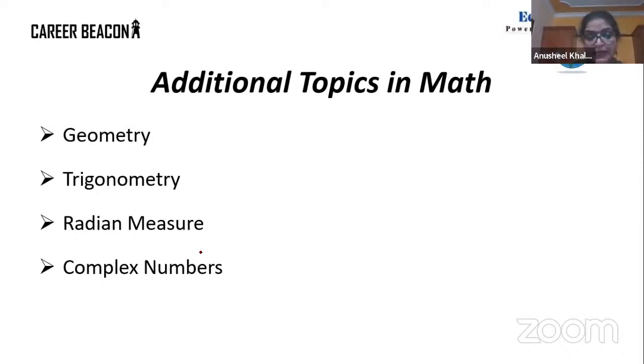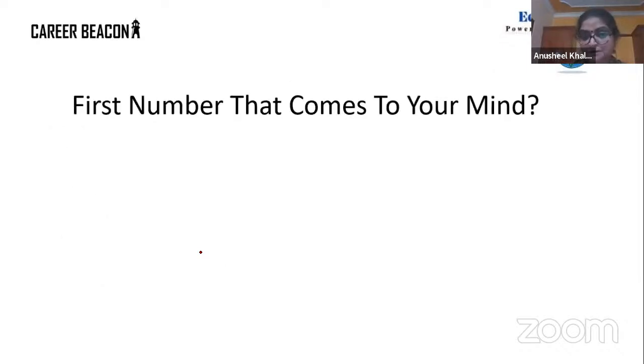Now, as you can see, the math part is really vast and we just cannot cover all the topics. It's difficult to even touch upon every concept that is tested in math. So in today's session, we'll focus on what is important to crack the math SAT section, right?